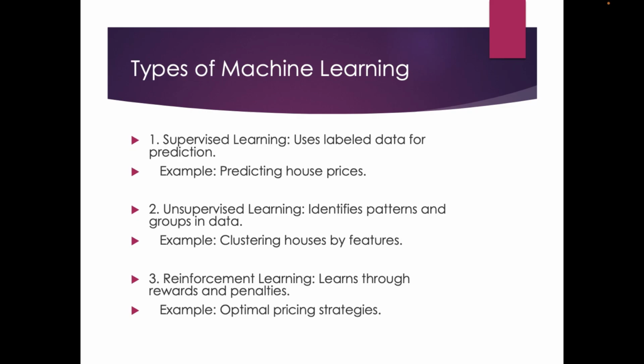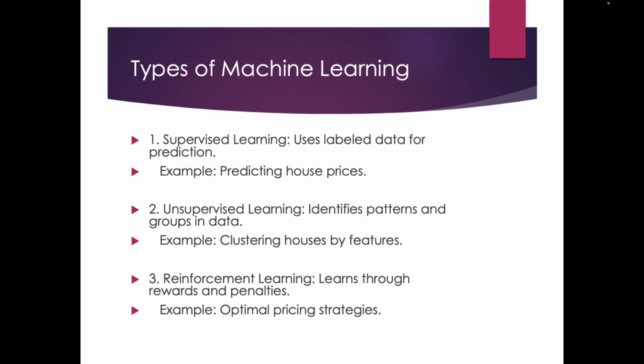Types of machine learning. First we have to discuss supervised learning. This is like being a teacher. You provide the model with labeled data that already has the correct answers. The model learns from this data to predict future outcomes. For example, imagine we are predicting house prices.